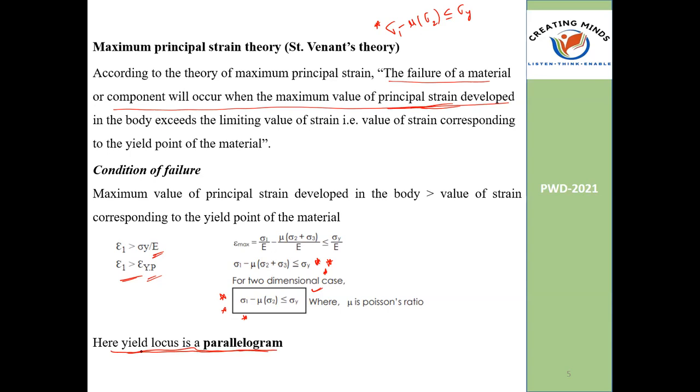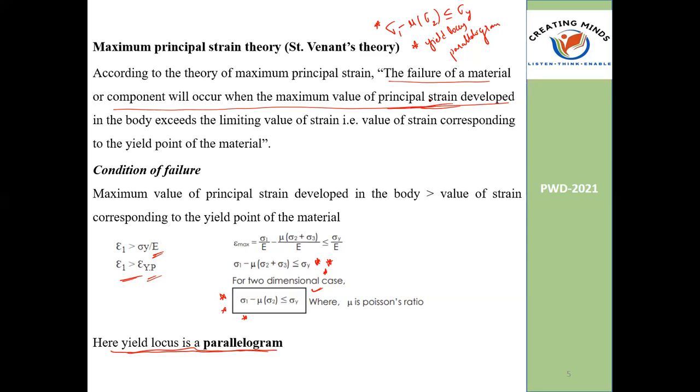For the maximum principal strain theory, there are 3 important factors you have to remember. One is the yield locus. The yield locus is a parallelogram. Please, someone ask me, sir, what is the yield locus for the principal stress theory? I'm expecting you people to ask.